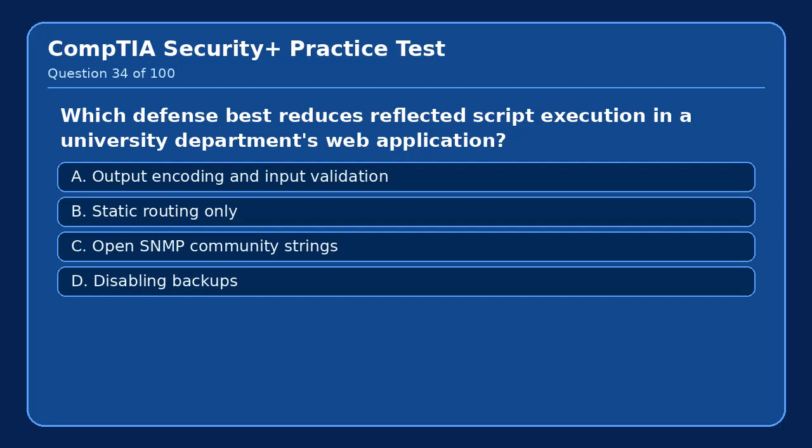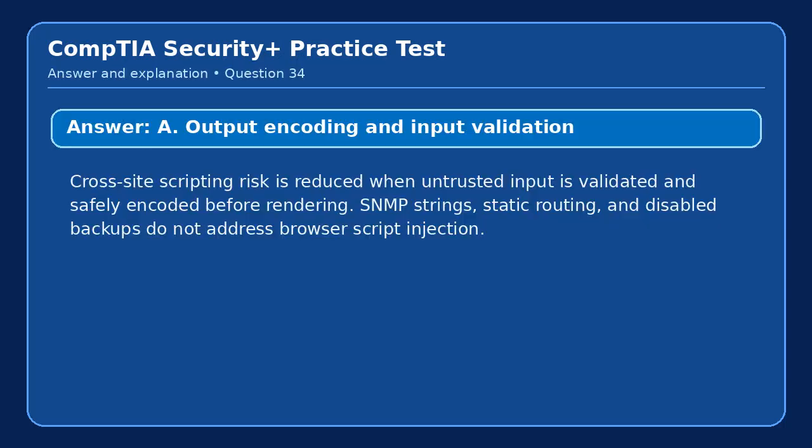Use anti-CSRF tokens tied to the user session. D. Increase the DNS TTL. Take a moment to choose your answer. The answer is you use anti-CSRF tokens tied to the user session. Anti-CSRF tokens help verify that a request came from the legitimate application flow. DNS TTL, subnet size, and browser history clearing do not validate request intent.